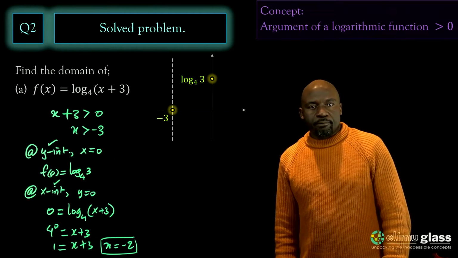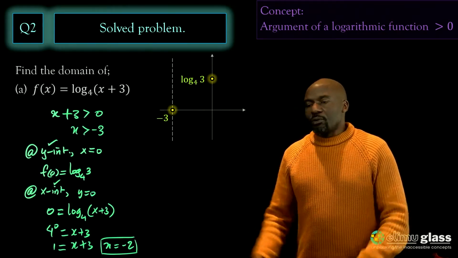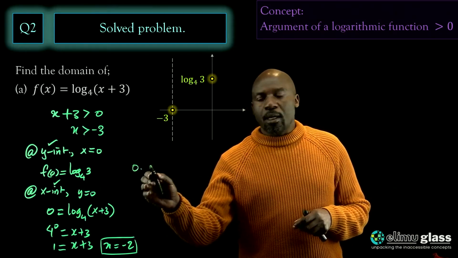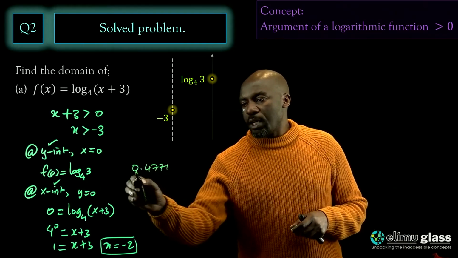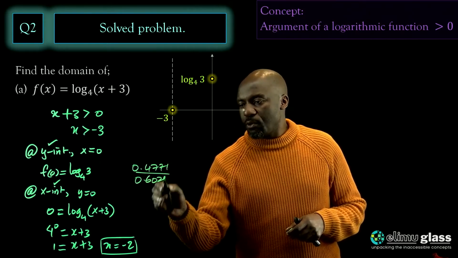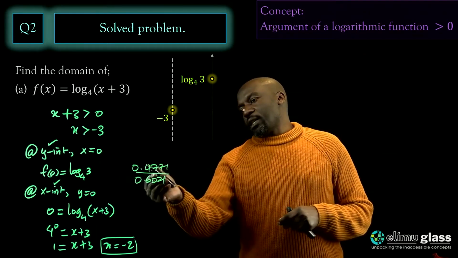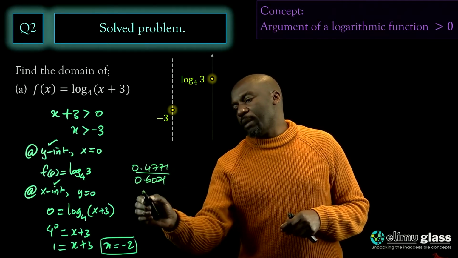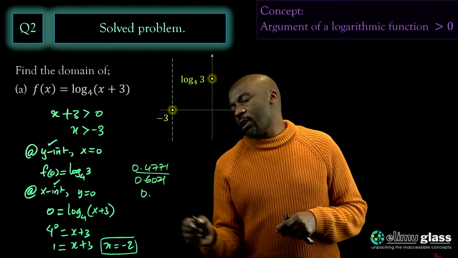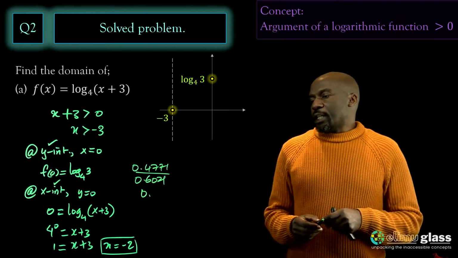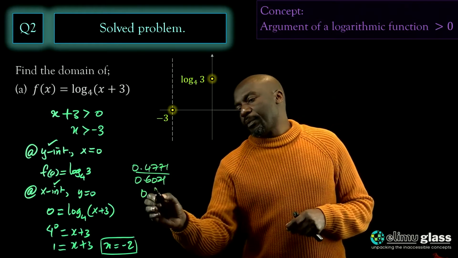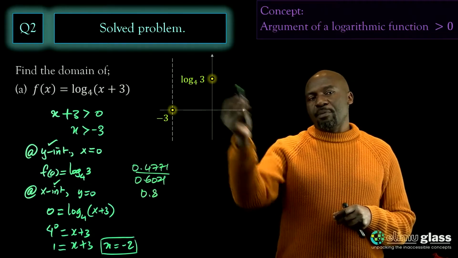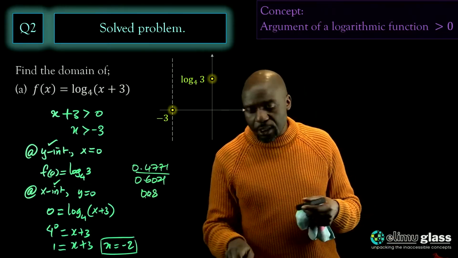That would be, let's see, log of 3 divided by log of 4. You can find it, but it's approximately 0.4771 divided by 0.6021. So if we take this to be 5, approximately 0.5, and that should be about 0.48, and 6 is approximately 8. So this value here should be about 0.8. Use your calculator to find it.